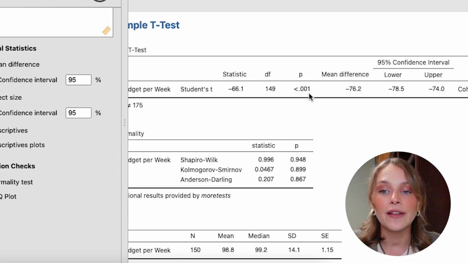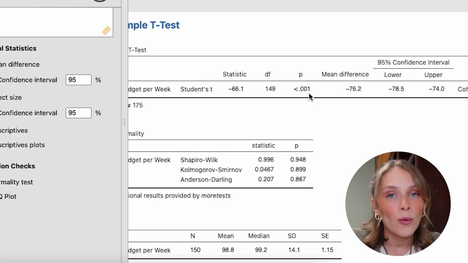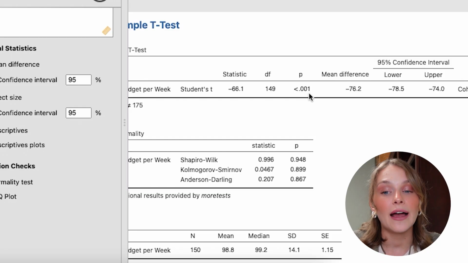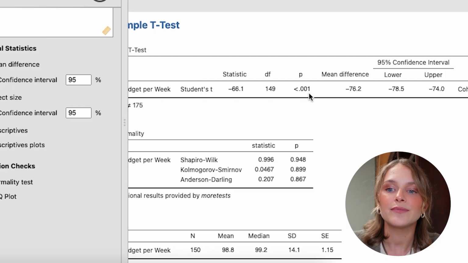Another piece of data here that's important is something called the degrees of freedom. This can help us also understand our sample size. In a one sample t-test, the degrees of freedom are going to be equal to n, or our sample size, minus 1. So if we have a degrees of freedom of 149, that means that our sample size was 150.